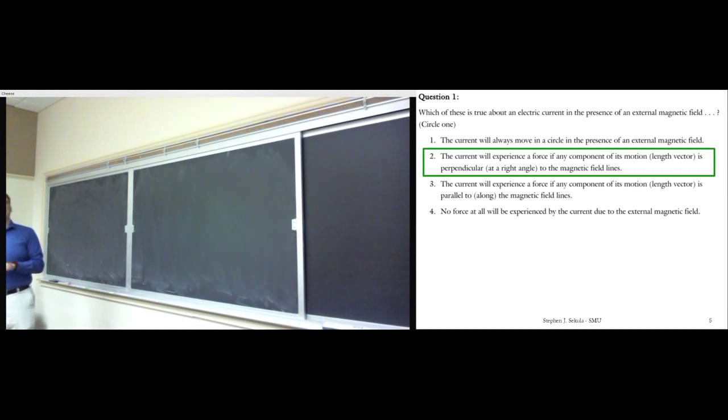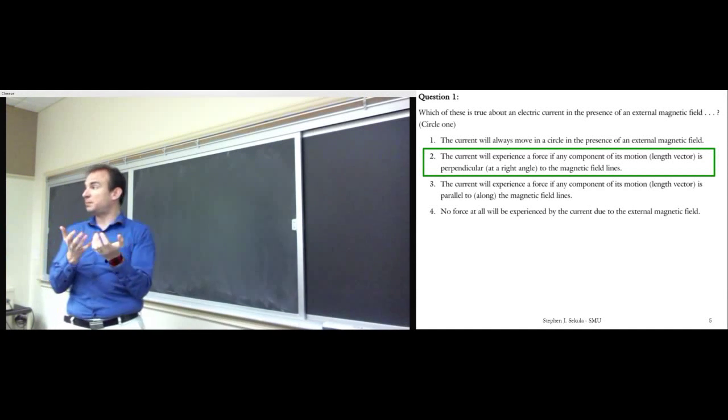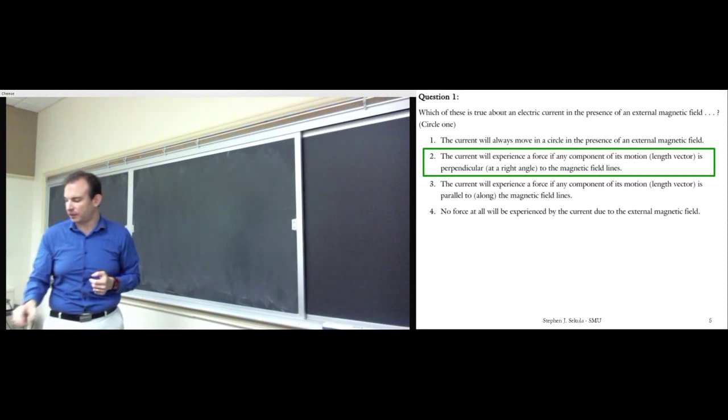So the current will experience a force if any component is perpendicular. It's the same rule as for a single charge with a velocity vector. A current is just made of a whole bunch of charges all moving in the same direction, and so you can apply the same rule. If any component of the motion direction of the current is perpendicular to the magnetic field, it will experience a force from the magnetic field.